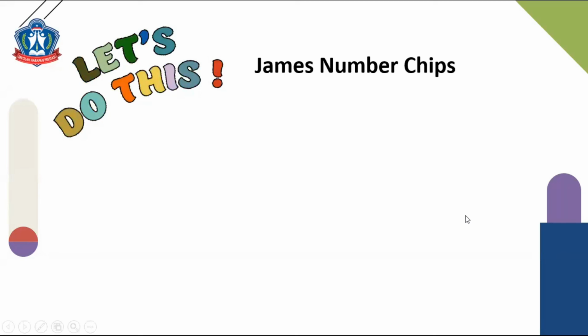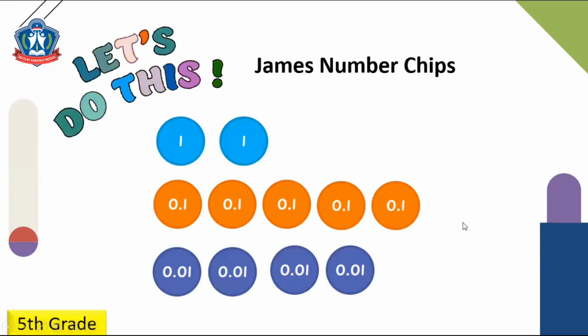Okay, I have here James' number chips. Please count how many ones, how many tenths, and how many hundredths, and find the total number of chips. Write your answer in decimal form, just like the one that I showed you earlier. Okay, children, share your answer during our class.